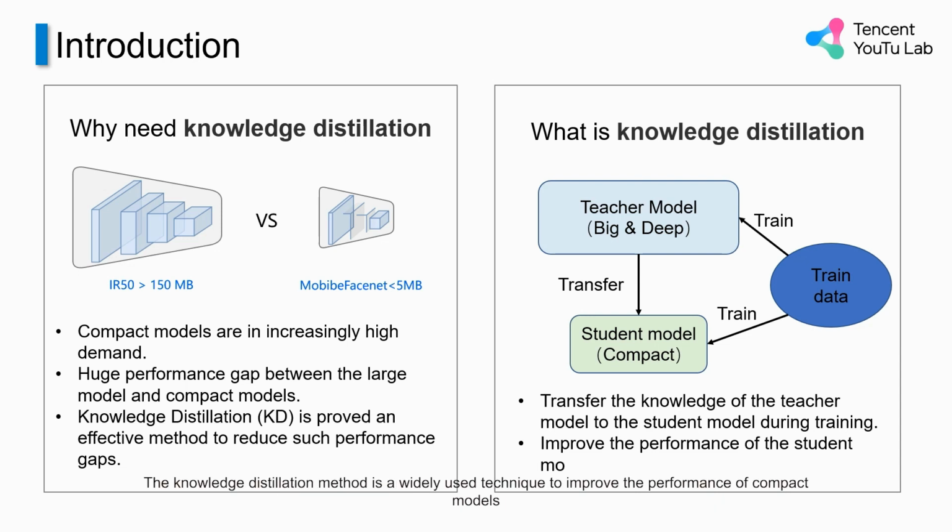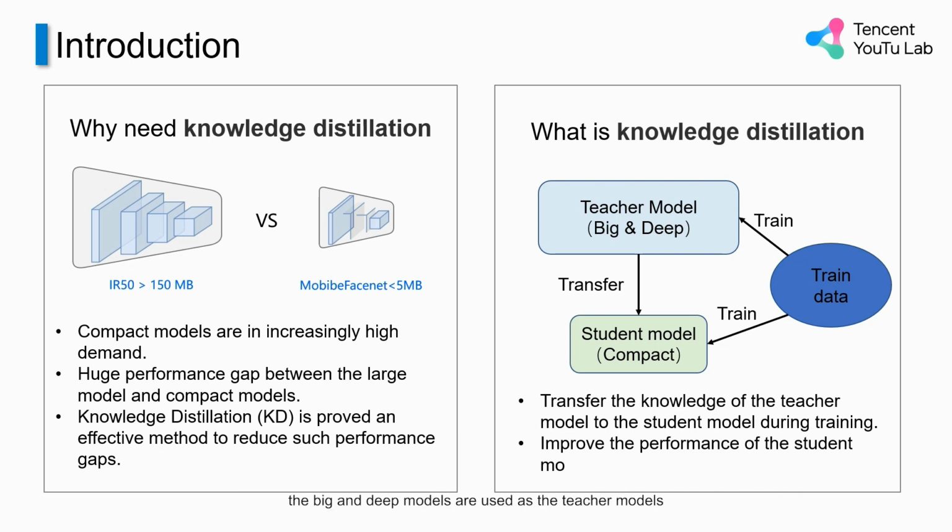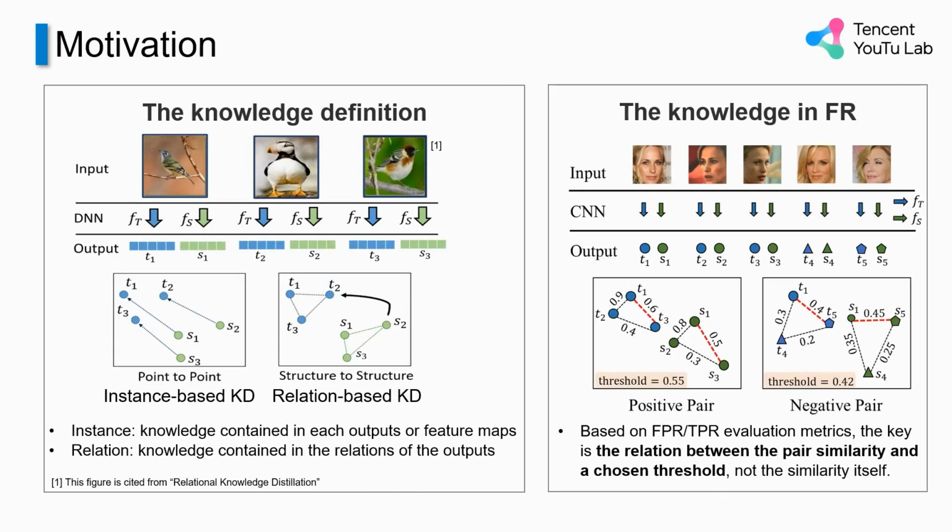The knowledge distillation method is a widely used technique to improve the performance of compact models. Commonly, the big and deep models are used as the teacher models, and the small and shallow models are used as the student models. They are often trained with the same dataset, and the knowledge from the pre-trained teacher model is transferred to the student model during training.